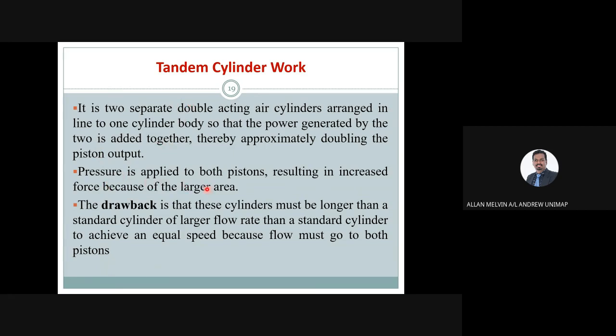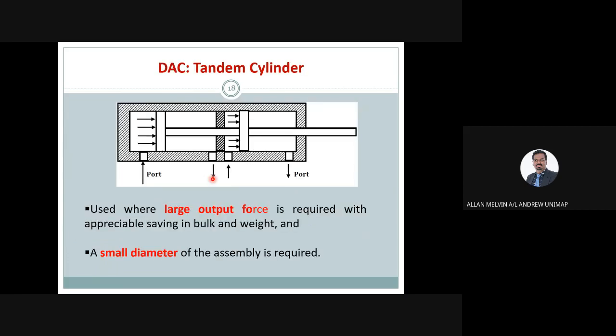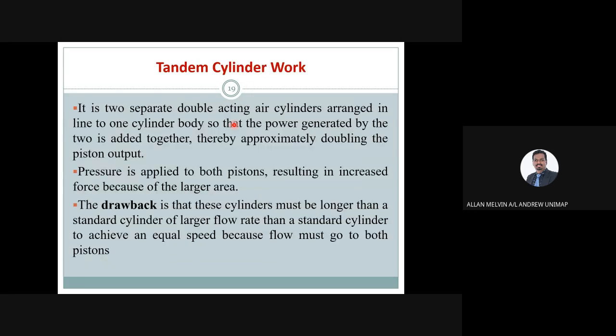Pressure is applied in both pistons, resulting in increased force because of larger area. So dekat sini, this is area 1 and this is area 2. So more force is used because it's covering two piston areas. Tapi dia ada satu drawback. So the drawback is that this cylinder must be longer than a standard cylinder, and needs a larger flow rate than a standard cylinder to achieve equal speed, because the flow must go in both pistons.